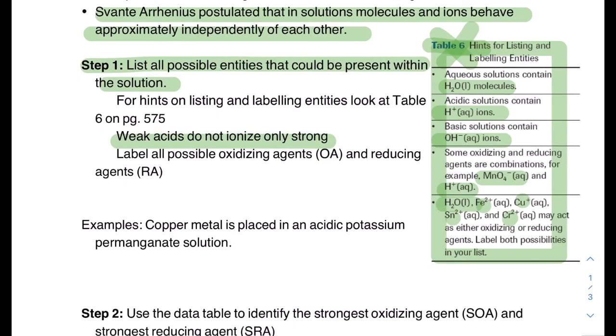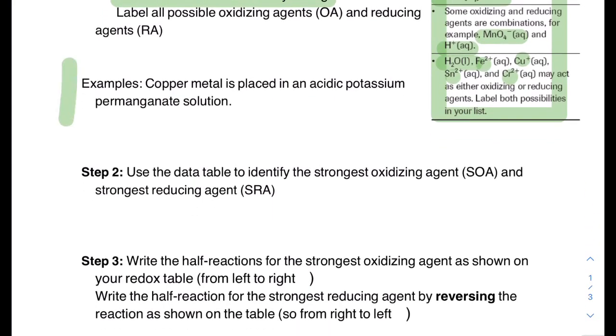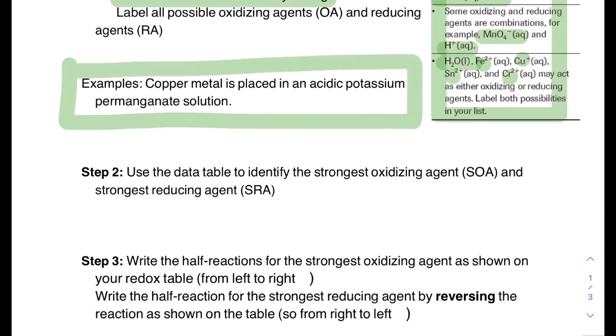We're going to label all of our entities as either oxidizing agents or reducing agents, and we're going to do that by looking at our table on page 7. If we see that our entity shows up on the left side, it's an oxidizing agent. If we see that it shows up on the right side, it's a reducing agent. So we're going to do this example here. I'm just going to go through the next steps first before we move into this example.